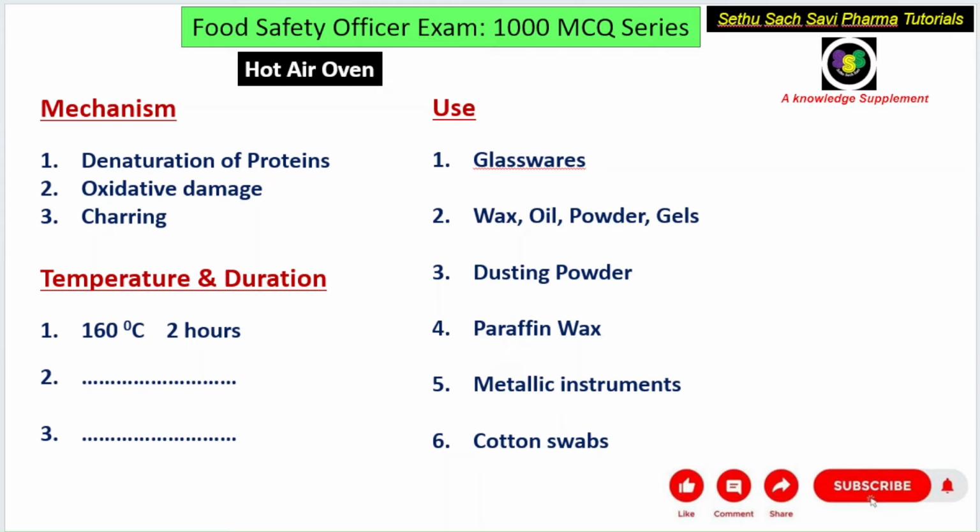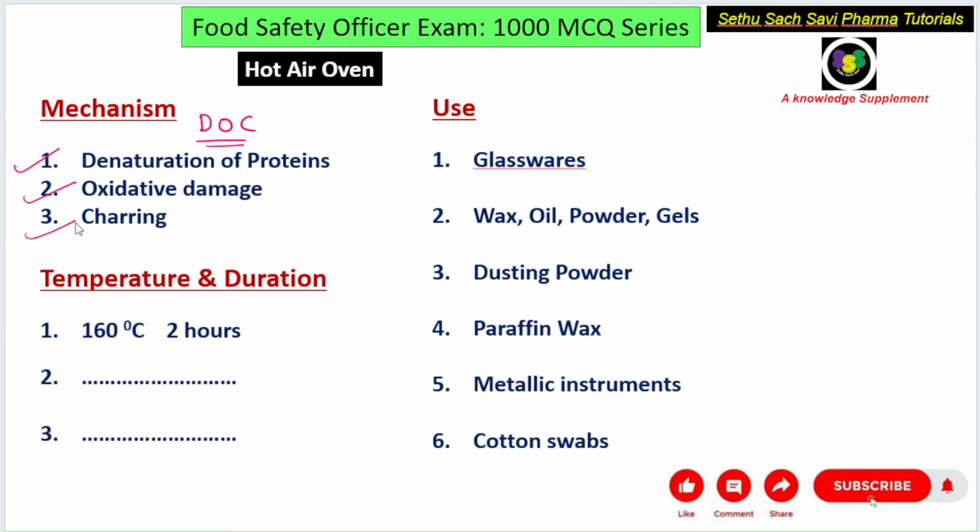So the mechanism involved in hot air oven sterilization, you can remember by the mnemonic DOC. D stands for denaturation of protein, O stands for oxidative damage, C stands for charring. So this is the mechanism by which it sterilizes the products.